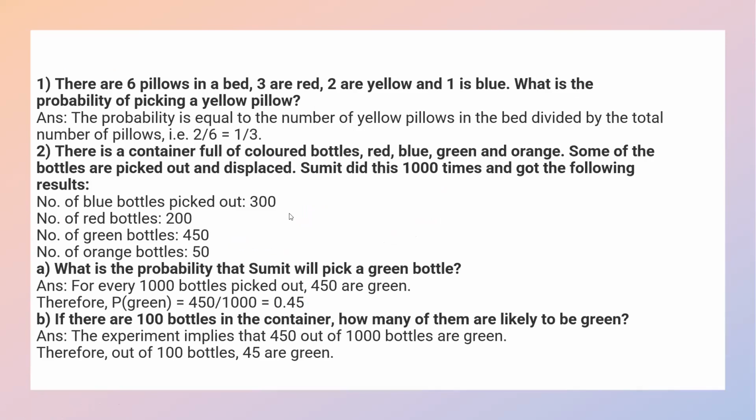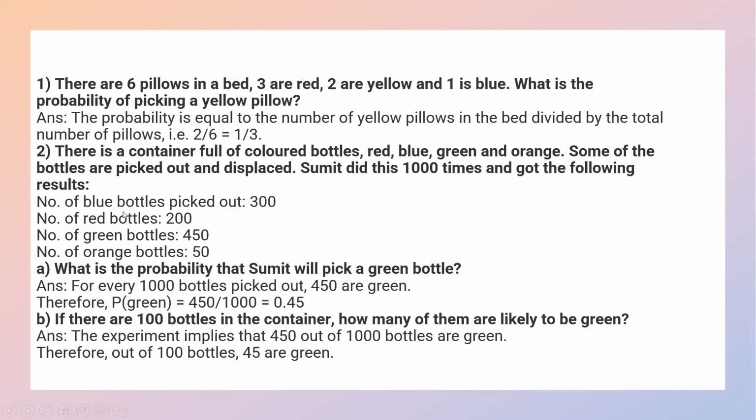Like for the first example, you can see that there are total 6 pillows in the bed. 3 are red, 2 are yellow, 1 is blue. So total we have 6 pillows. What is the probability of picking a yellow pillow? Since we have the favorable outcomes that is 2 pillows, so we have favorable outcome of 2, and total pillows are 6, so it will come in the denominator, the total outcomes. So hence the answer would be 1 by 3.